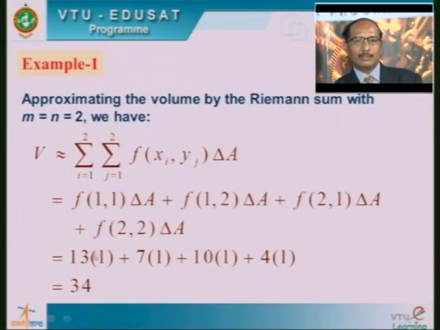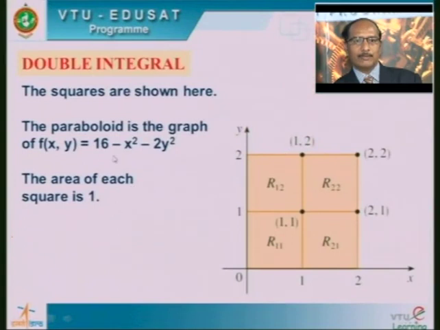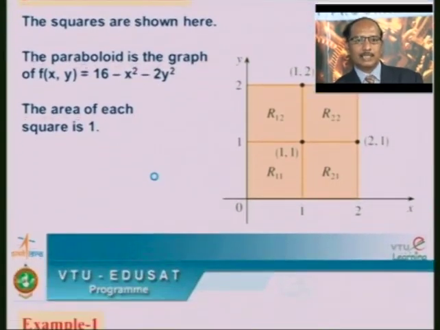f(1,1) is 13. You can substitute here: 16 minus 1 minus 2, so 16 minus 3, that is 13.